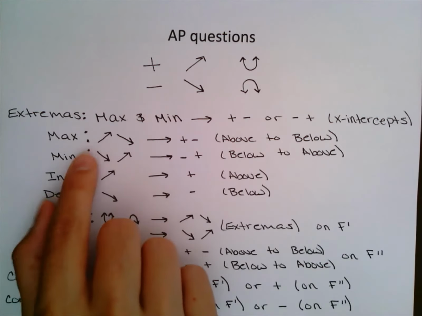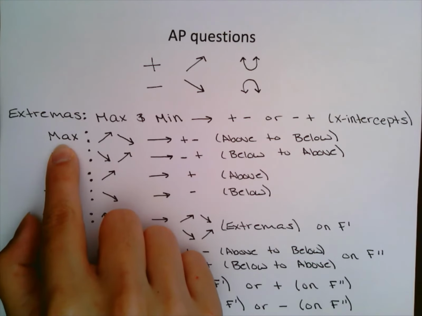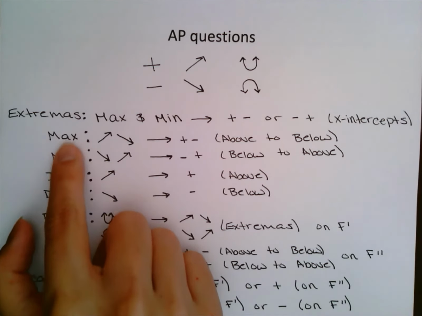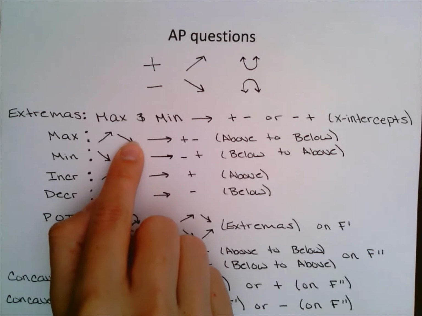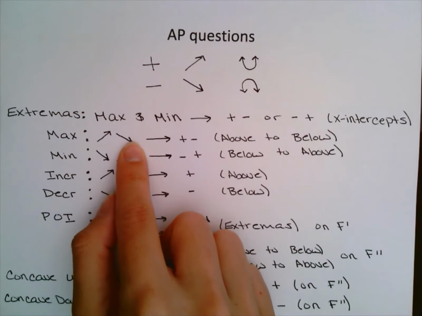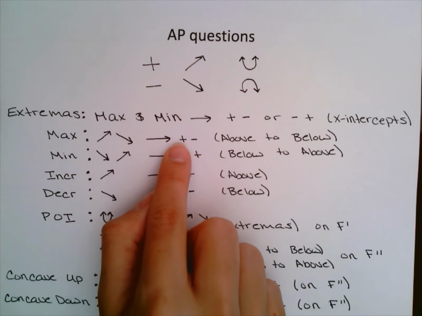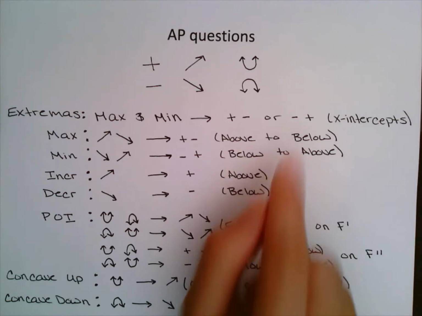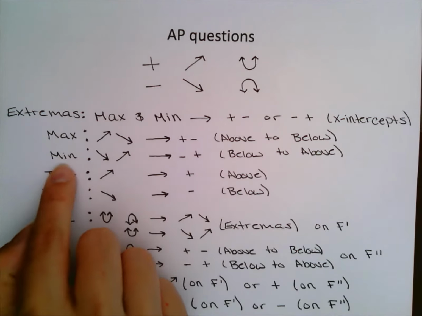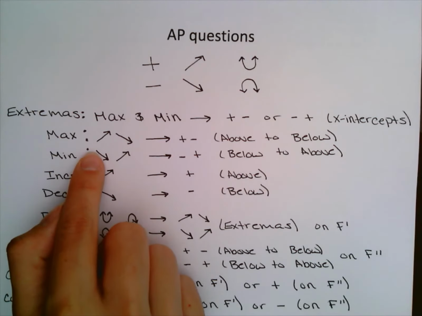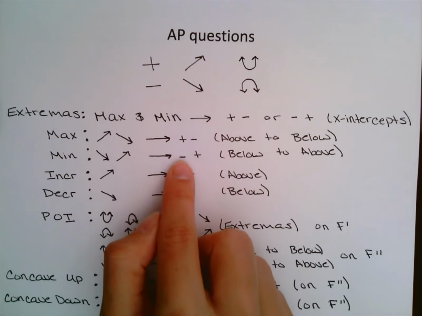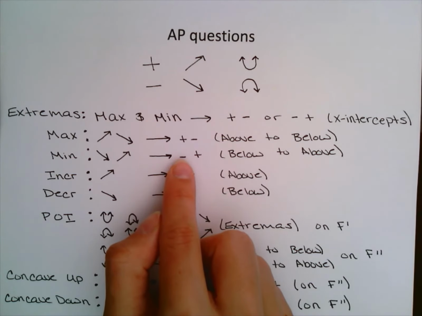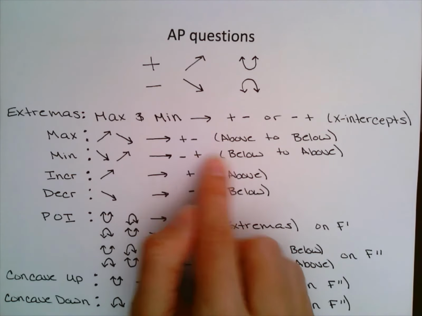Now, if they ask you for a maximum on the original, but they're giving you f prime, a maximum is when I switch from increase to decrease. So on the first derivative, I'm going to be specifically looking for a switch from positive to negative. Visually, that should be when the graph goes from above to below the x-axis. A minimum is the reverse of that, when a graph goes from decrease to increase. So on our first derivative graph, we should be looking for a switch from negative to positive, visually being below to above.